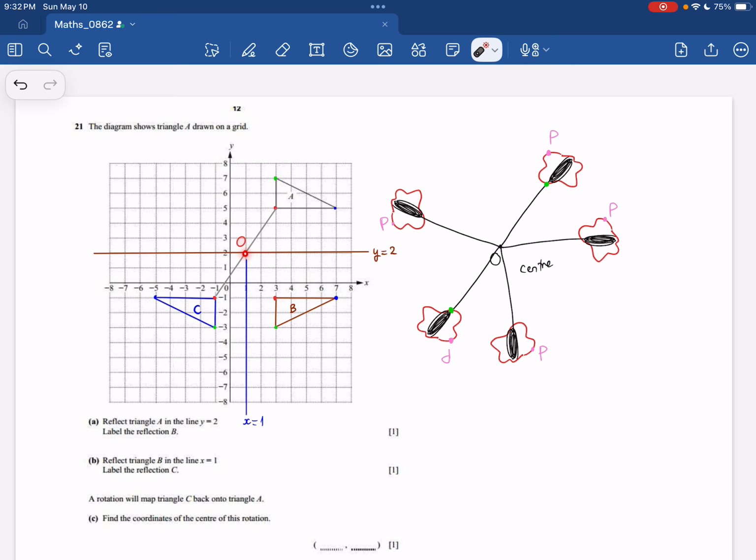So what are its coordinates? It has x as 1 and y as 2. So that's the center of the rotation, because you just rotate this one back to this position by 180 degrees. So they're symmetrical through this point O. Make sense? Let me know if you don't understand any part of this. This is such a very good question.